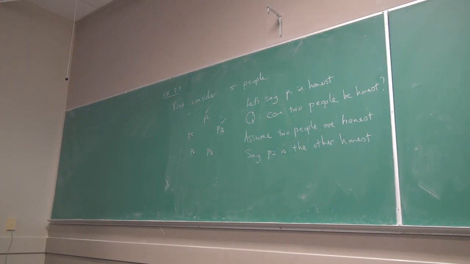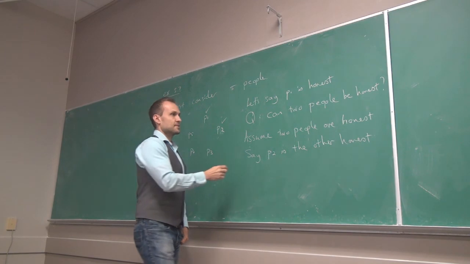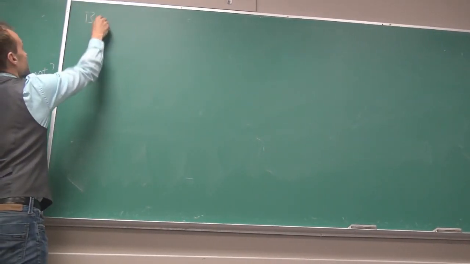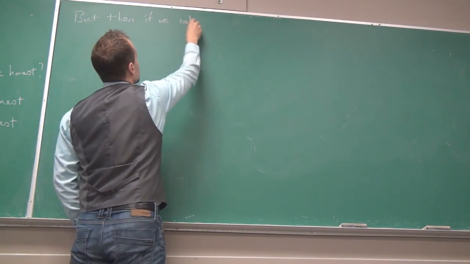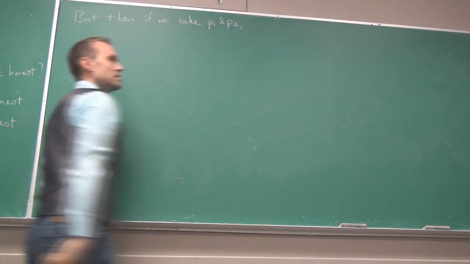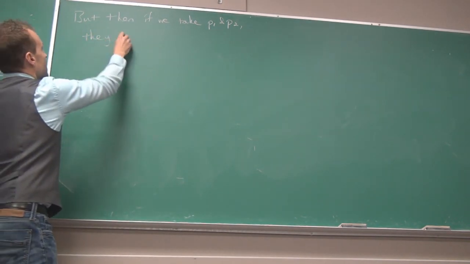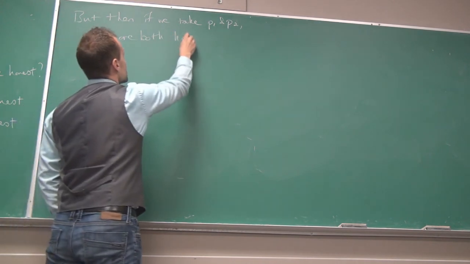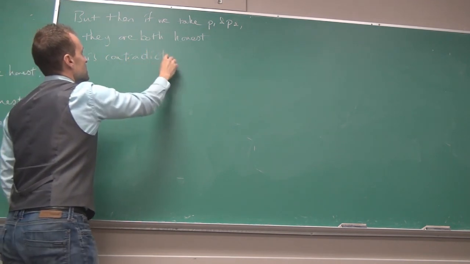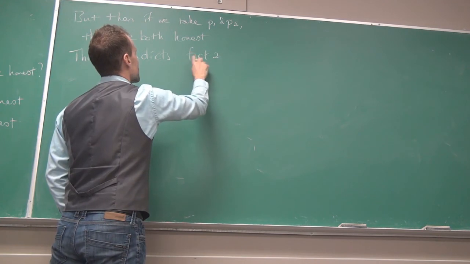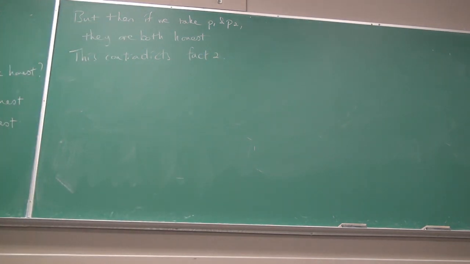Why did you say no, it doesn't agree? I thought no because if P1 and P2 were combined, it wouldn't satisfy it. Right, so let's write it over here so it's a little higher. You have to be able to take any 2 politicians. So if we then say, well, but then if we take P1 and P2, they are both honest, and this contradicts, let's call it fact 1. 2, sorry, not 1. 1 was fine. Fact 2. What's my conclusion?